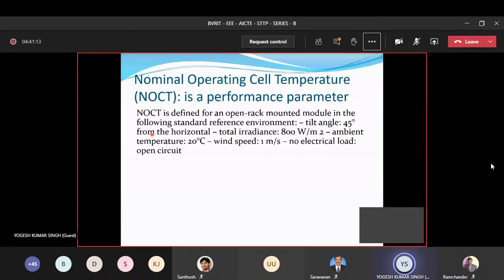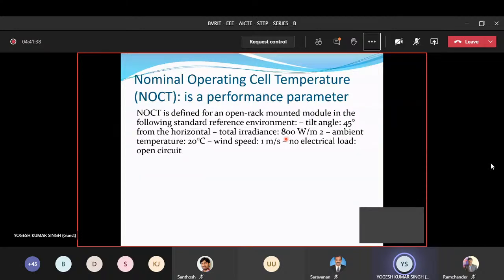Then we have the ambient temperature. The irradiance will be around 800 watt per meter square, and the ambient temperature will be around 20 degrees centigrade. If you take the module temperature, it will go around 40 to 45 degrees, because there is a difference between the ambient temperature and the module temperature.